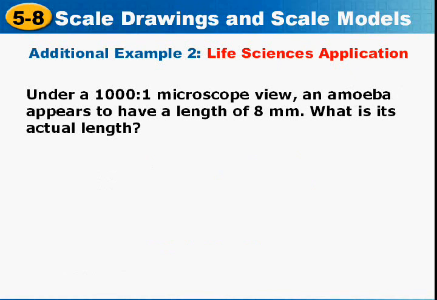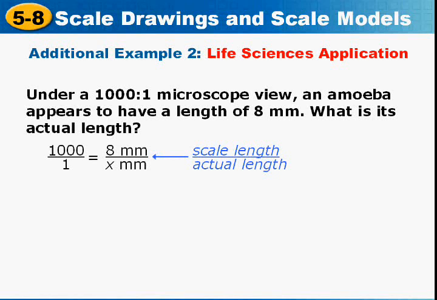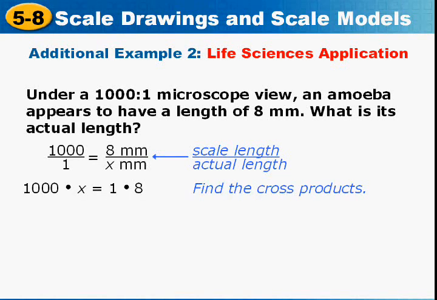Here's an application. Under a 1000 to 1 microscope view, an amoeba appears to have a length of 8 millimeters. What is its actual length? Scale length to actual length: 8 millimeters to x millimeters equals 1000 to 1. 1000 times x, because you find the cross products, equals 1 times 8. You end up with 1000x equals 8.